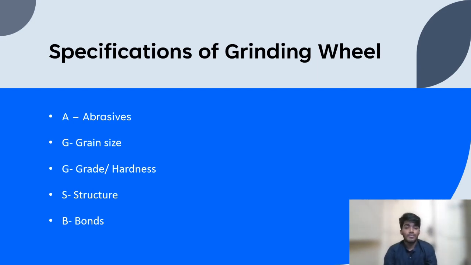Now let's come to the specification of grinding wheel. There are various important things taken into consideration for a grinding wheel. This includes five important specifications, that is A for abrasives, G for grain size, another G for grade, S for structure, and B for bond.